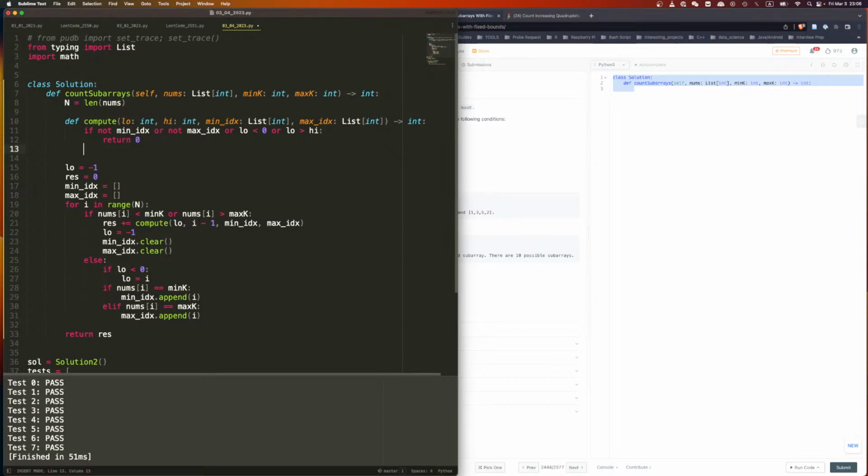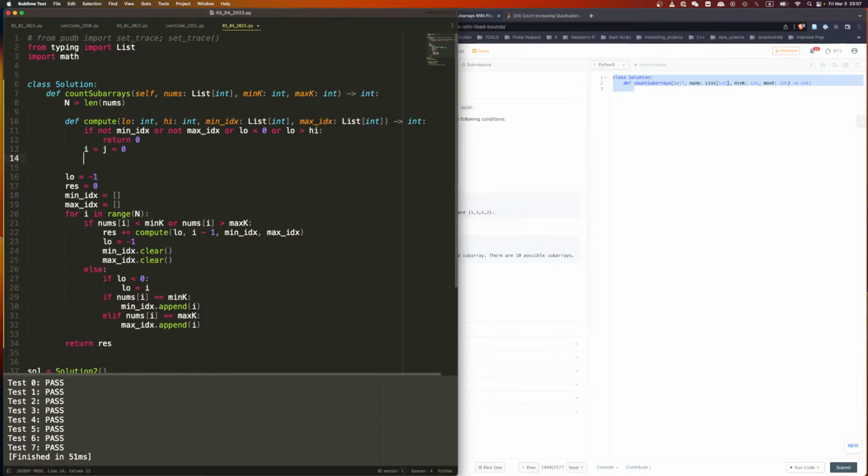Otherwise we have a low, we have a high. So when that happens, we know min index and max index are both sorted. So now we are going to say i and j. Okay, i equals j equals 0. Now we say while i is smaller than len min index and j is smaller than len max index.